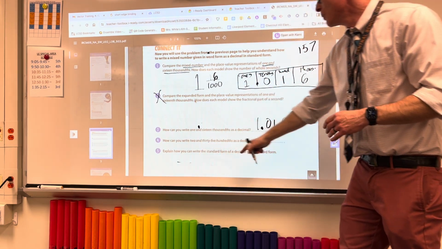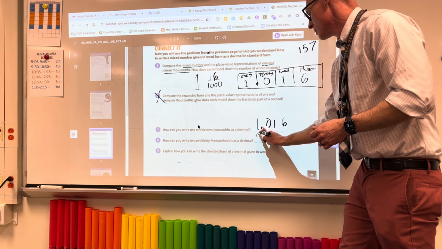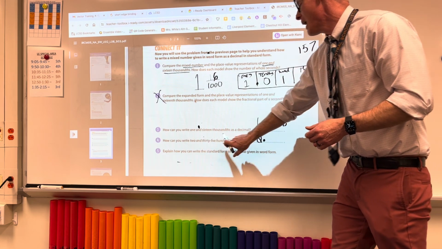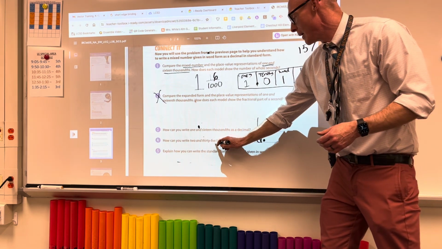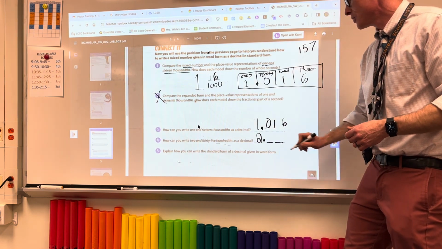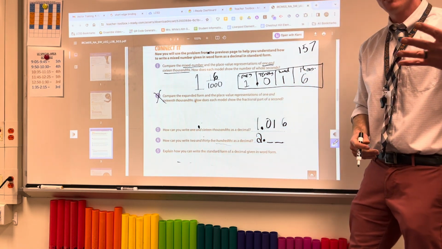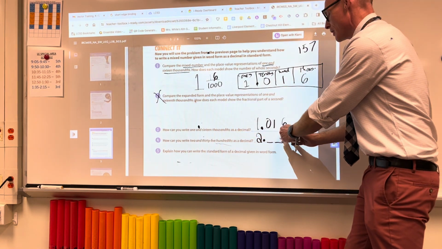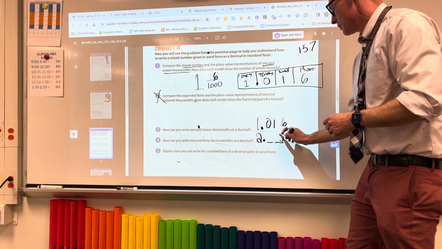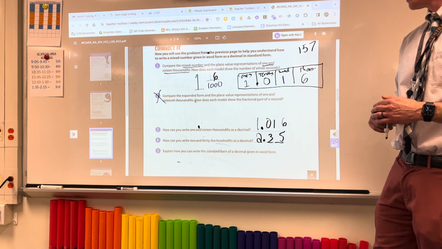How can you write 2 and 35 hundredths as a decimal? Well, we know what 2 is. And 35 hundredths. So where do we end? Hundredths. Tenths, hundredths, and it's 35 hundredths. So this is what I mean by working backwards. We know that there's 2 digits to fit. Just write 35. 2 and 35 hundredths.